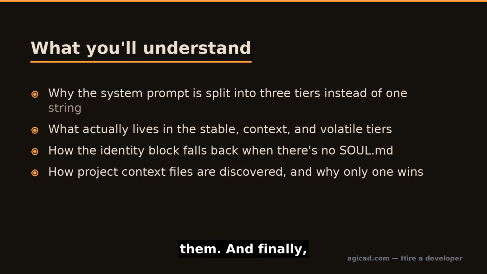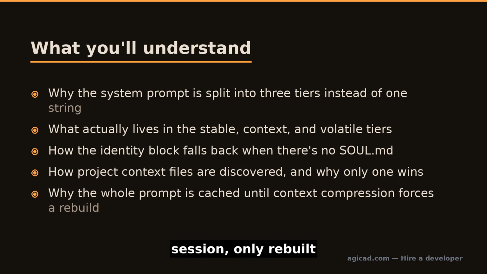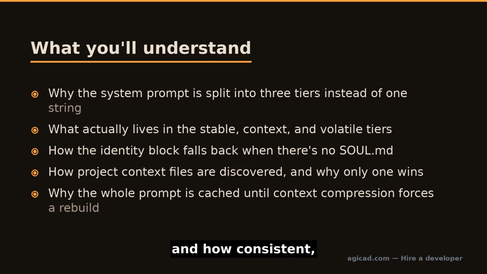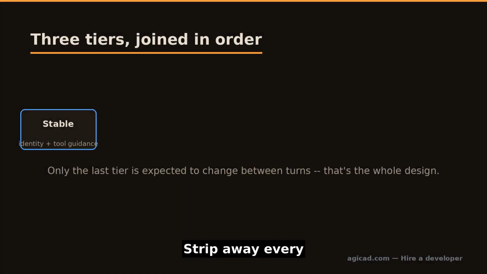And finally, why the entire assembled prompt gets cached and reused across a whole session, only rebuilt when context compression forces the issue. This is the part of an agent framework that decides how expensive and how consistent every single turn actually is. Strip away every helper function, and the whole file does 5 things.